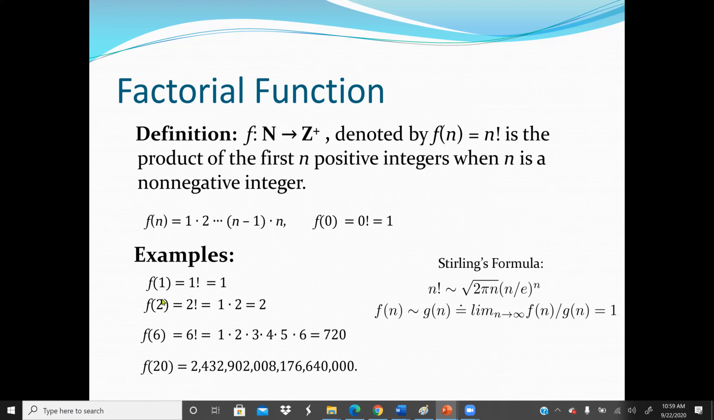So we may have f(1), the factorial of 1, is 1. Factorial of 2 to be 2. Then factorial of 6 will be 1 times 2 times 3 times 4 times 5 times 6. Factorial of 2 will give me 1 times 2.